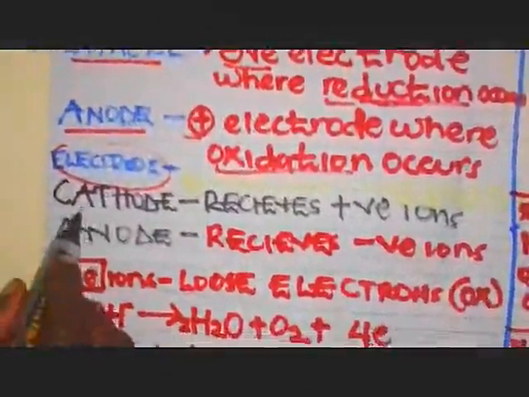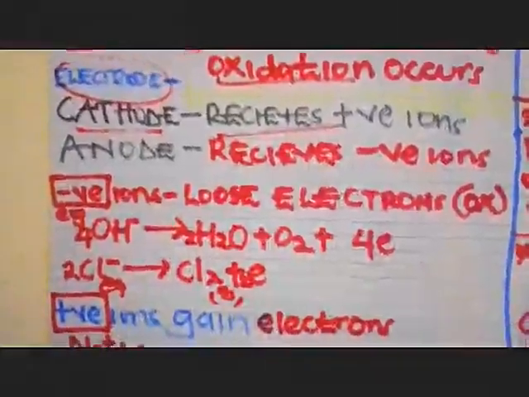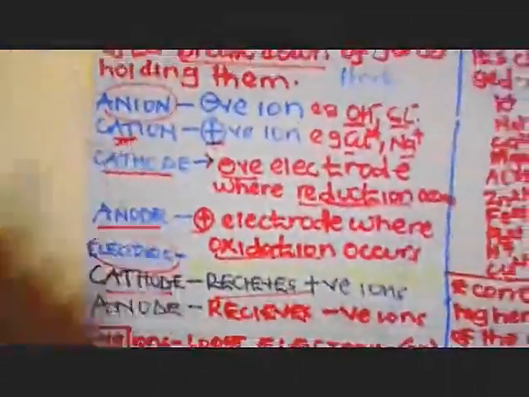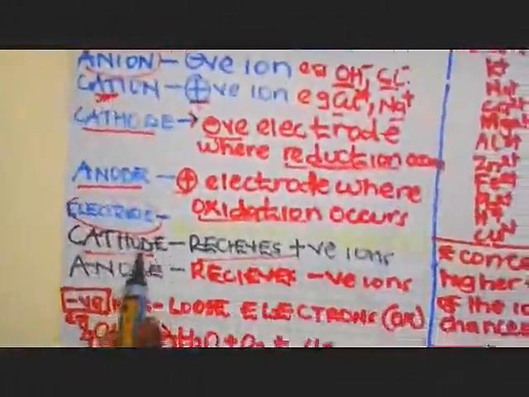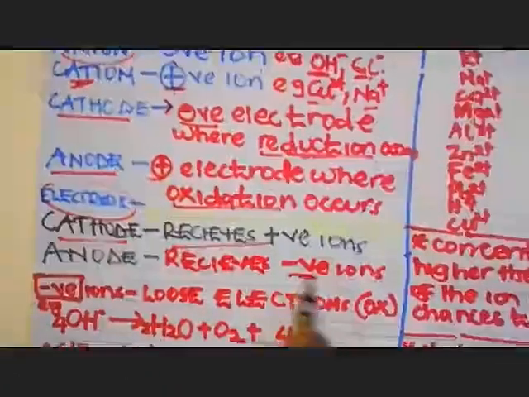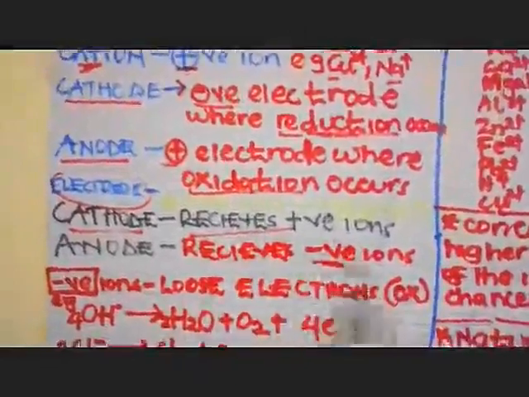Now we are specifying that the cathode receives the positive ions. Remember, the positive ions are our cations, which we talked about. Our positive ions are cations. Where are they going? They are going to the cathode. Then the anode is receiving the negative ions. Our negative ions are anions. We are going to reach somewhere there.